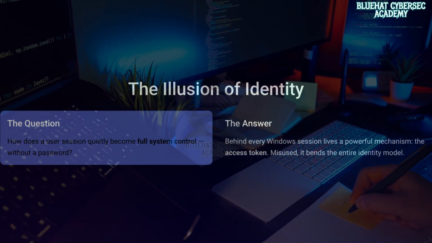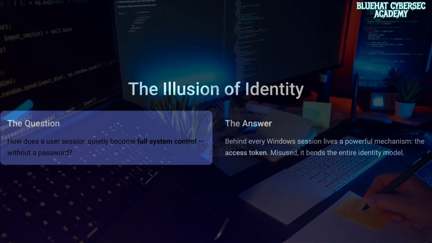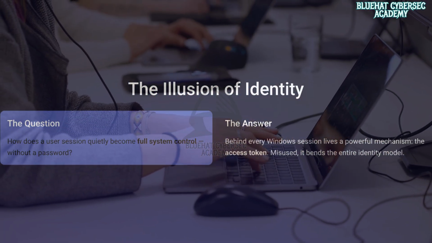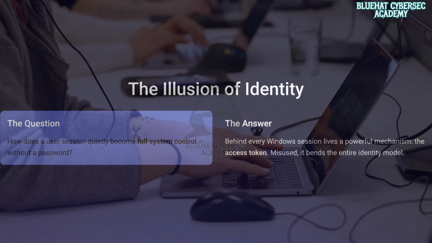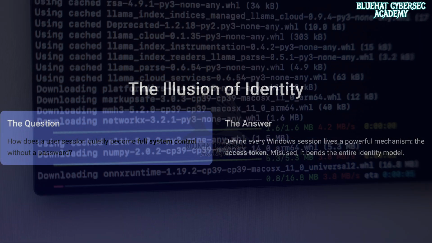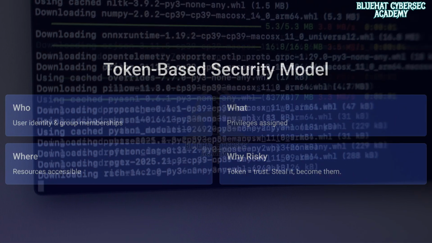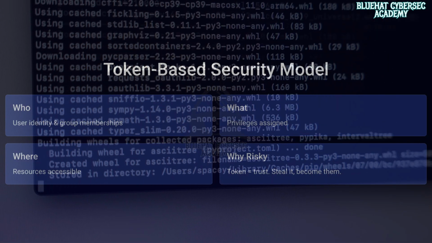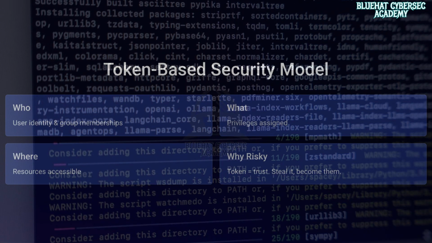Now let's start from the foundation. Windows is built around a token-based security model where every user, every process, is assigned an access token. This token acts like a digital identity card, telling the system who the user is, what groups they belong to, what privileges they have, and what resources they can access. Instead of constantly rechecking credentials, Windows simply verifies the token.